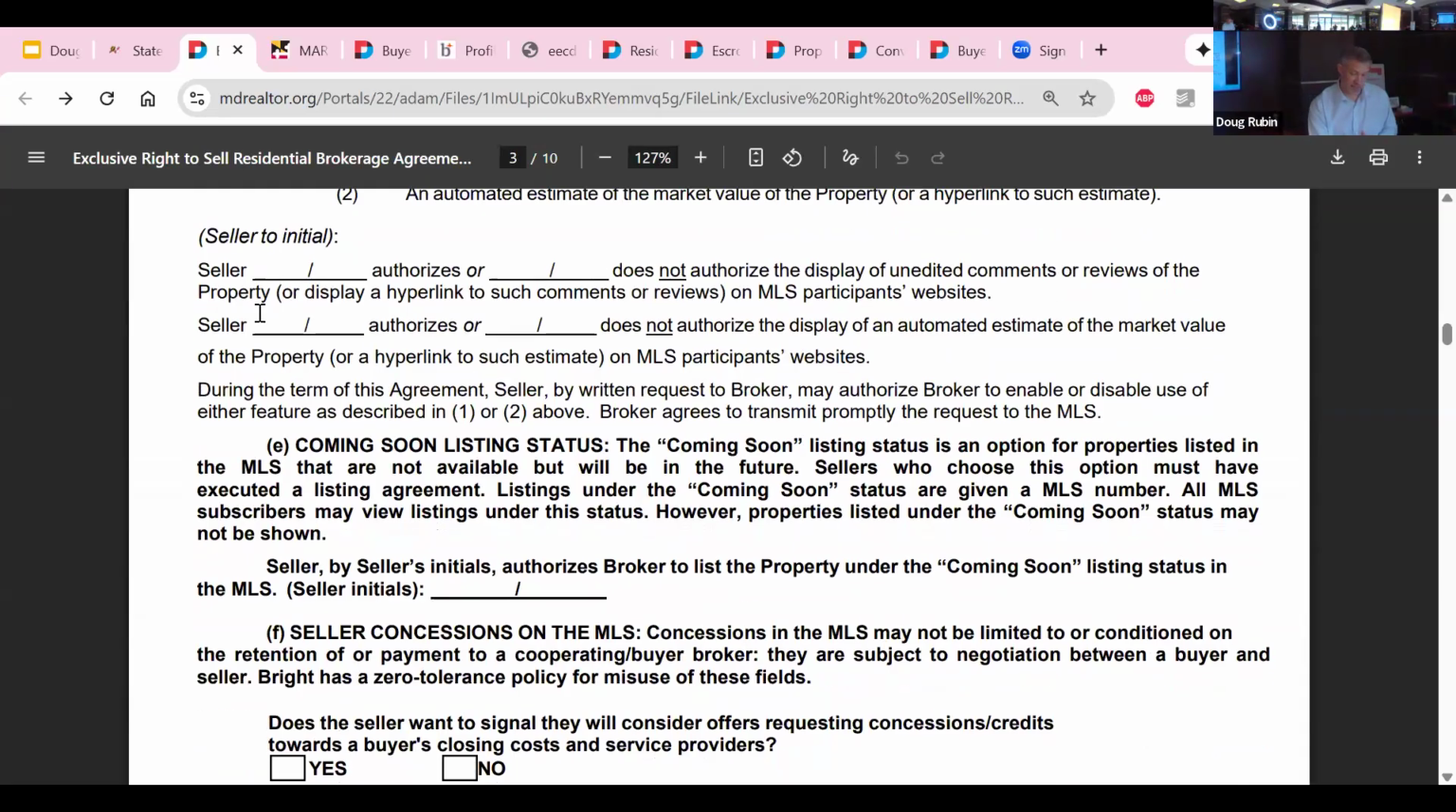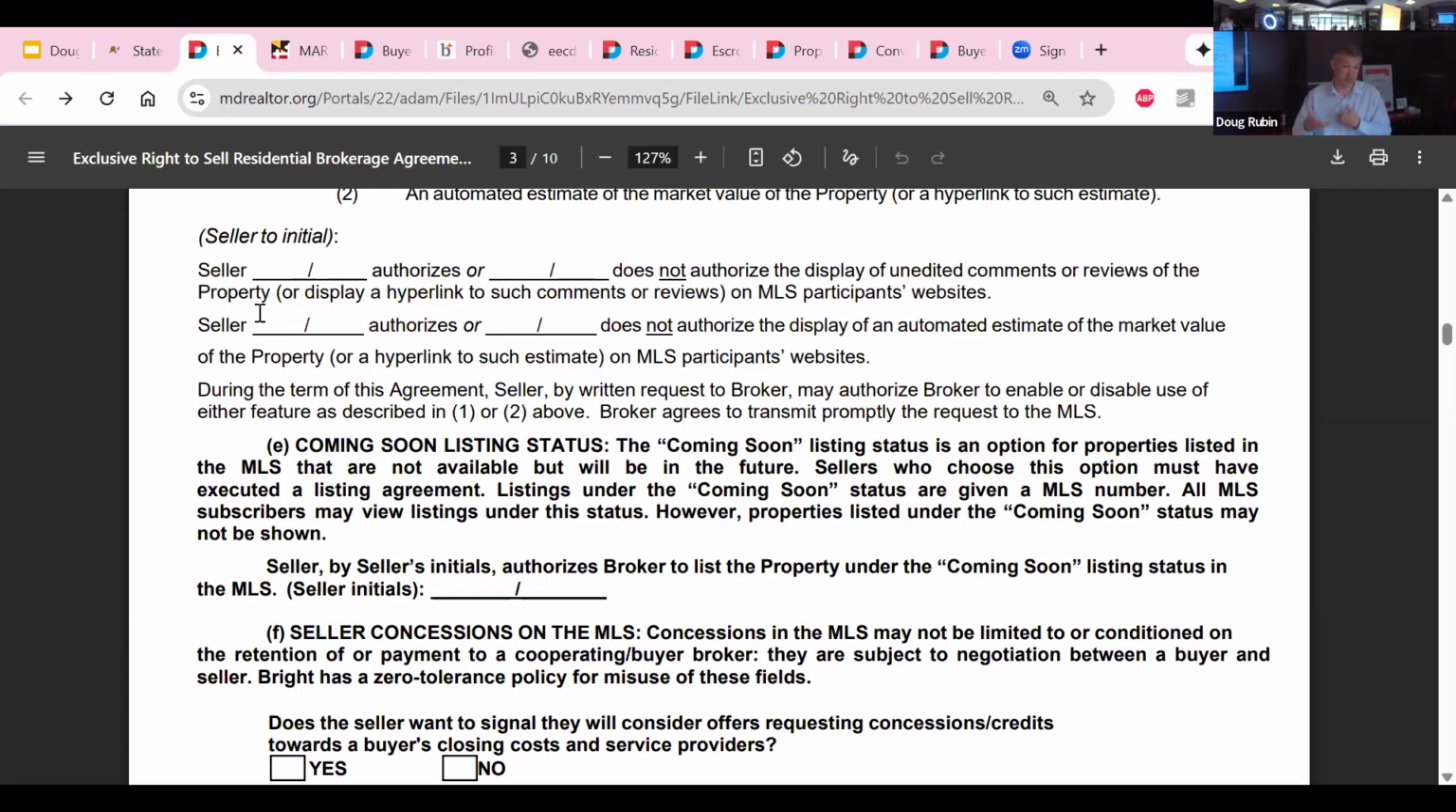Okay. The next section is a little bit confusing. I kind of call these the Zillow paragraphs, where they can authorize or not authorize this concept of comments or these automated estimates. They're talking about Zillow essentially, right? To use their Zestimate or whatever. Redfin has their own estimate, they all have their own kind of AI BS that they like to use.